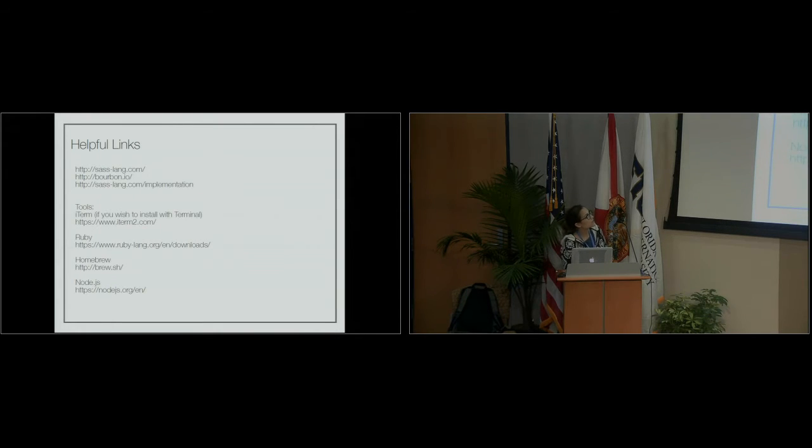And then here are some helpful links. Sasslang is the website for Sass. Bourbon, which you can also very quickly get over to Neat from that website. I'll also upload the slides for you guys, so you don't have to write it all down right now. And then some other tools: if you want to install Sass with your terminal, I use iTerm2, it's pretty good. And this is the website for Ruby, to install the dependency of Sass. And then Homebrew is also really great. If you are going to use Terminal, I would really suggest that. It's very helpful. And then Node as well, if you do want to have a package manager to watch your Sass for you.